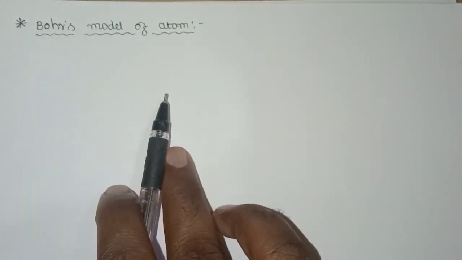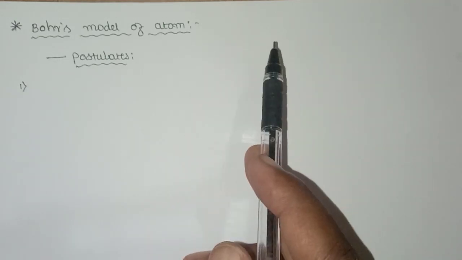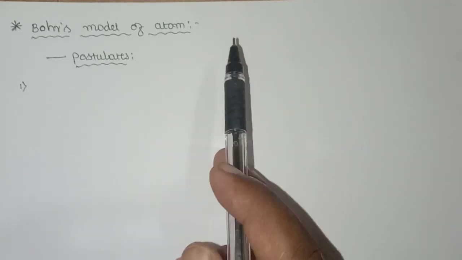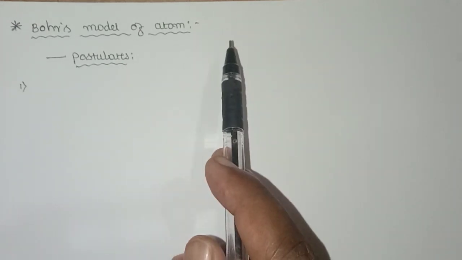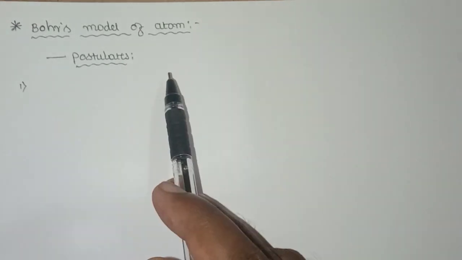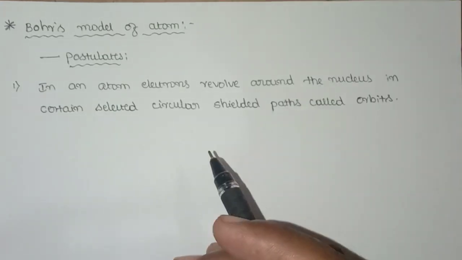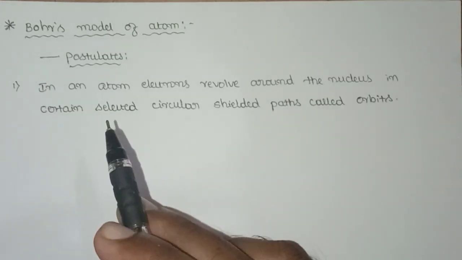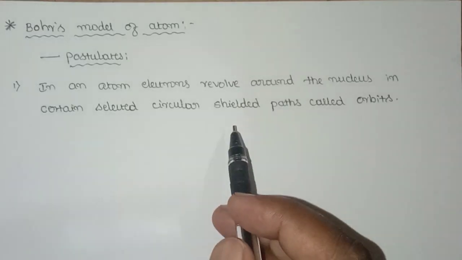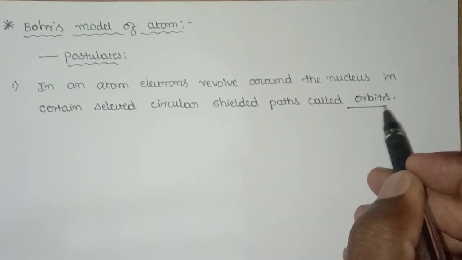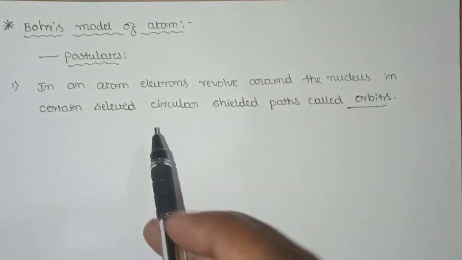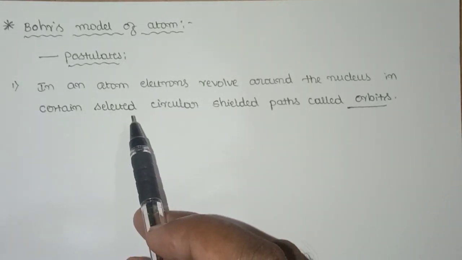The first postulate is that electrons in an atom revolve around the nucleus only in certain selected circular orbits. As long as the electron remains in a particular orbit, it neither loses nor gains energy. In other words, the energy of an electron remains constant in a particular orbit. In an atom, the electrons revolve around the nucleus in certain selected circular shielded paths, and those shielded paths are called orbits. This is the first postulate that comes under Bohr's model of the atom.